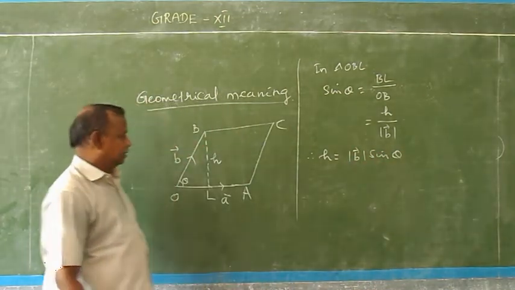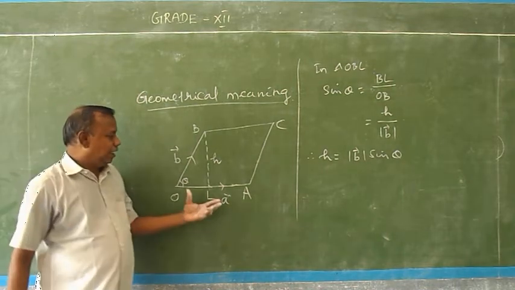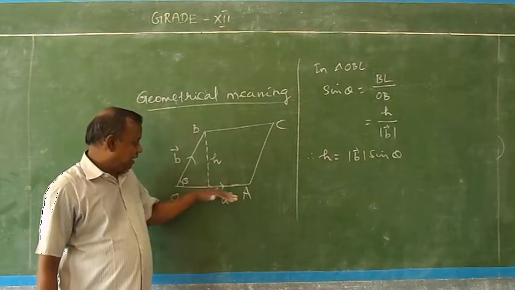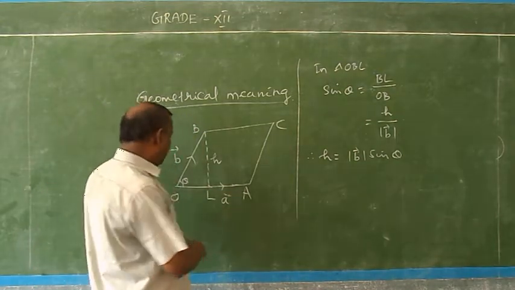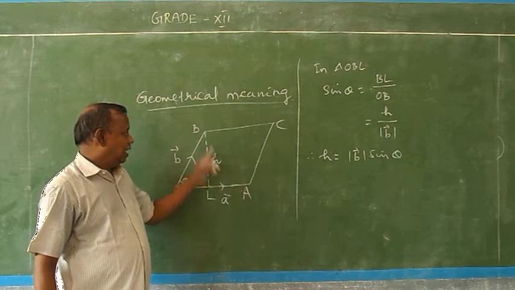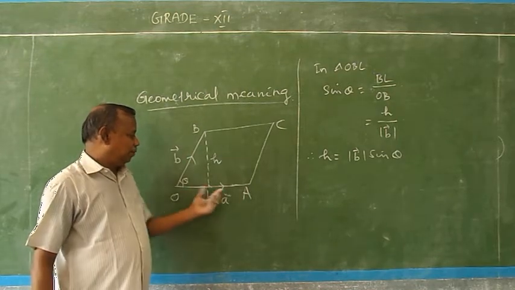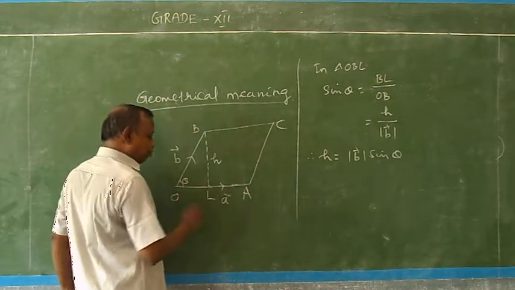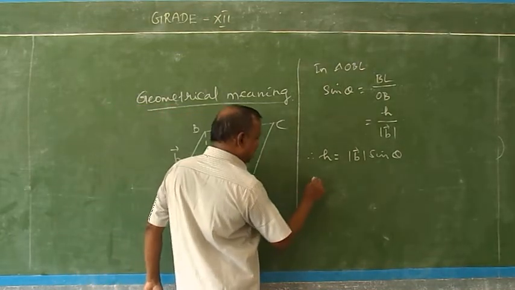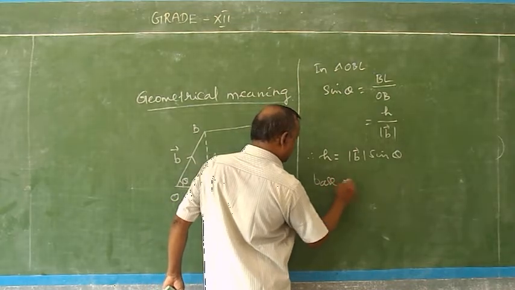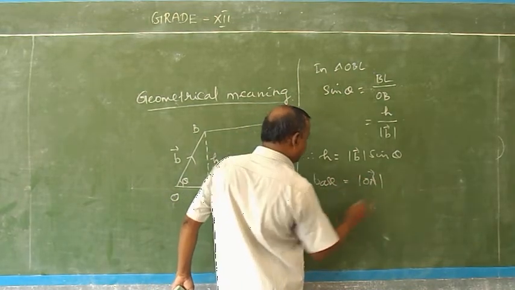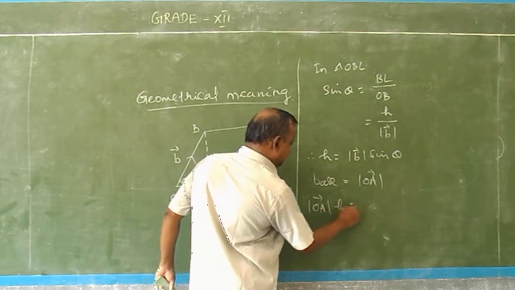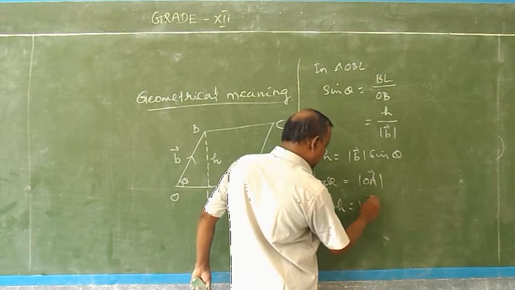We know that area of any parallelogram is base into height. Now, what is base? OA. Height is h. OA is nothing but modulus of A vector, or simply A. So base equals modulus of OA vector, and modulus of OA vector into h.